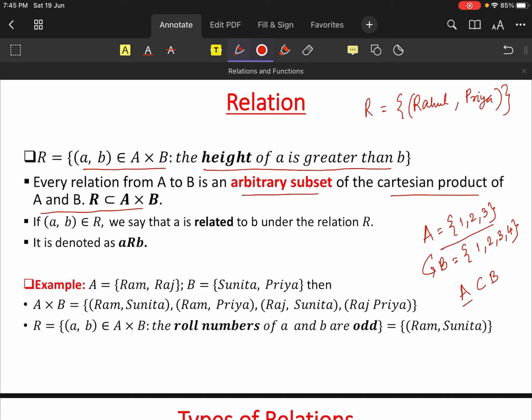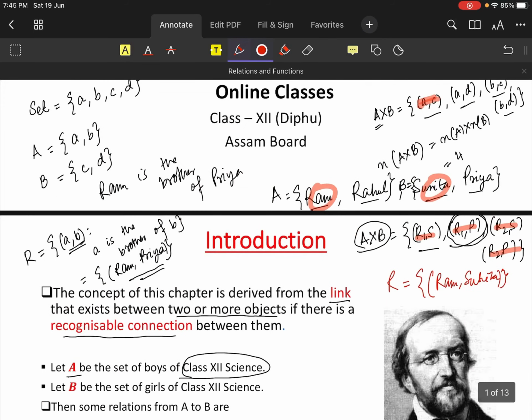So here we are saying that every relation which we form, like height, like roll number is even, at the end of the day will be nothing but a subset of the Cartesian product of A cross B, because I already told you that the Cartesian product comprises all the possible ordered pairs, right? And here you see the Cartesian product between A and B has Ram and Sunita, Ram and Priya, Rahul and Sunita, Rahul and Priya.